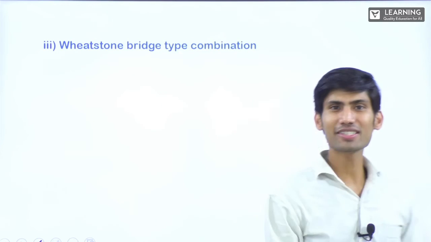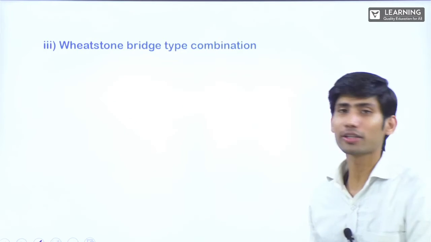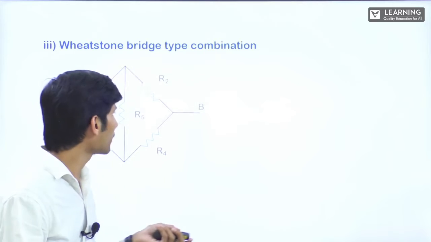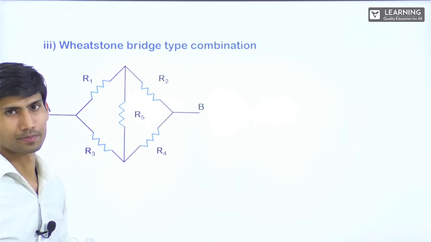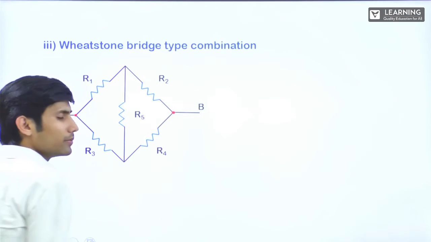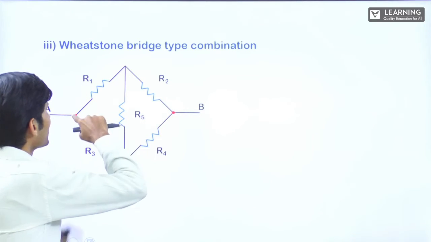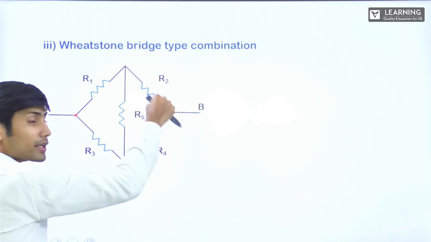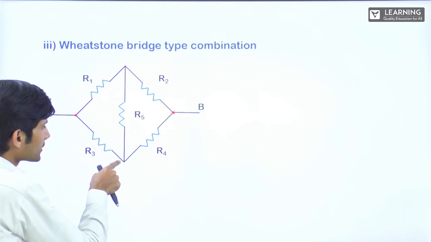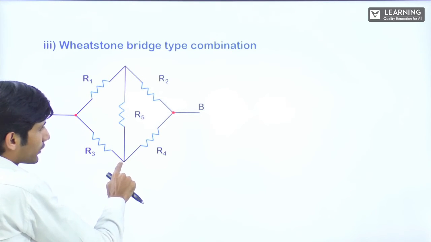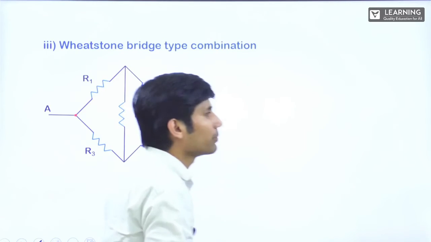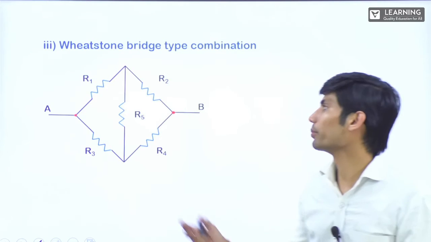Now this is something which is new for you. You haven't studied this in your 10th standard. Okay. What is Wheatstone bridge type combination? Here you will see a circuit like this, where one point will be A, one point will be B. One resistor will be connected like this. There will be another resistor, but between these two resistors there will be one more resistor. From the same A point, there will be one resistor like this. From this, there will be one resistor, but before that there will be one resistor which will be connected like this. So this kind of combination is known as Wheatstone bridge type combination.